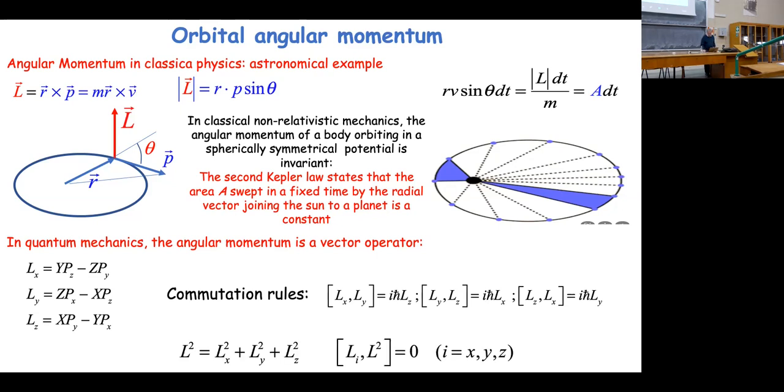Another important point is that these components don't commute between themselves, but they commute with the square of the angular momentum, L squared, which is Lx squared plus Ly squared plus Lz squared. The fact that the square of the angular momentum and any component commute together means that you can find a common basis of eigenstates for L squared and Lz, for instance. This is something that we saw last week, and I will discuss this common basis on the next slide.